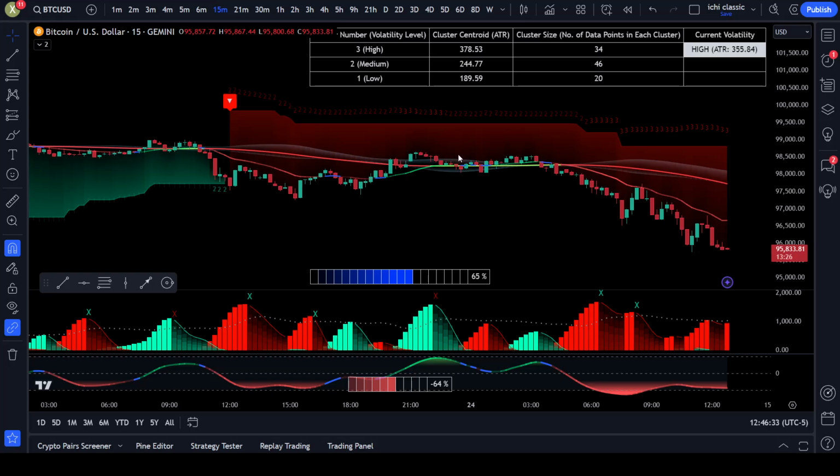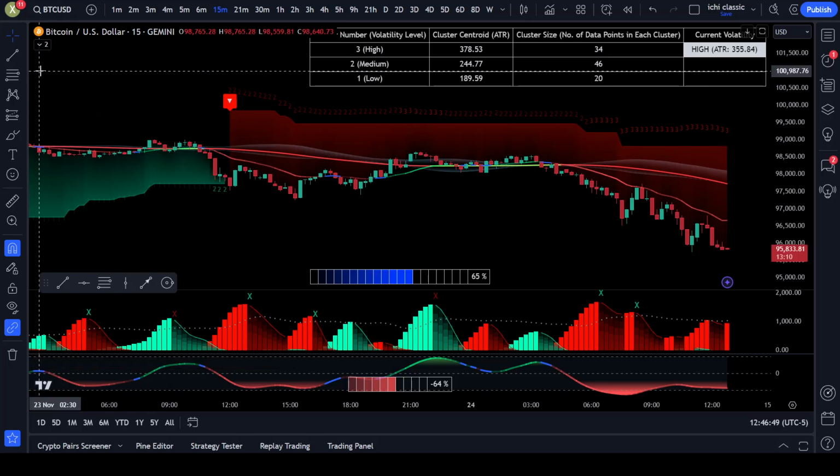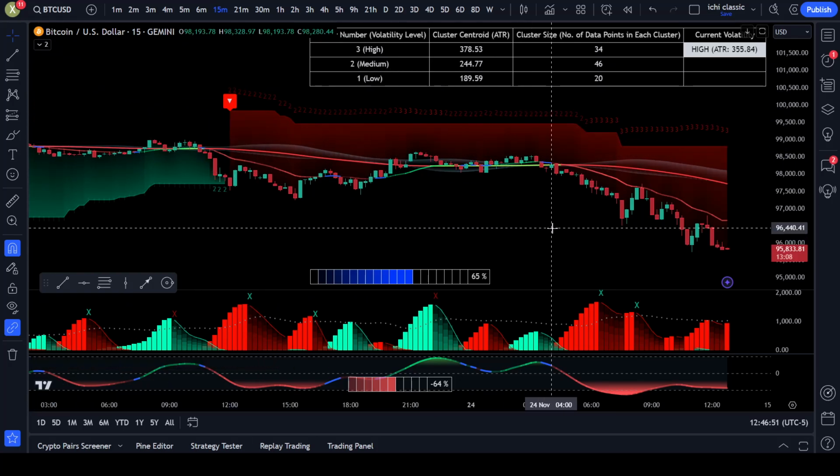Hi everyone, so let's look at Bitcoin, and I'm using new indicators. Some of these you might know. It's Adaptive Super Trend and Kalman Trend Filter, and I'm also using Momentum Bias. Again, this is how I trade. It's not advice to buy or sell anything.